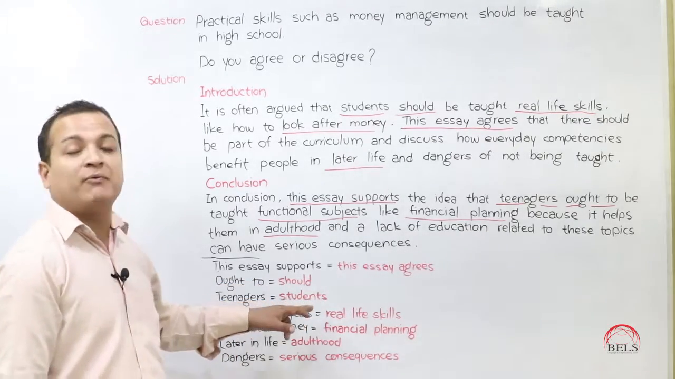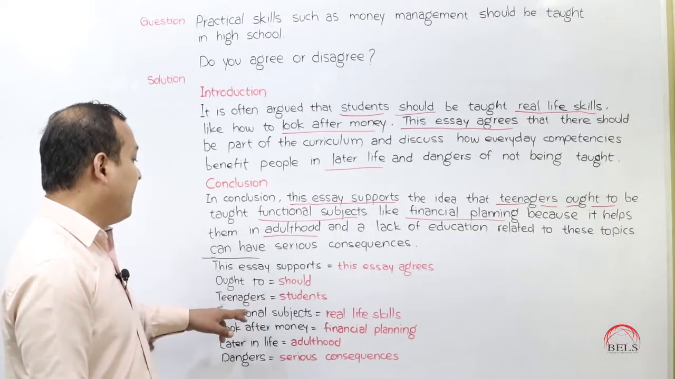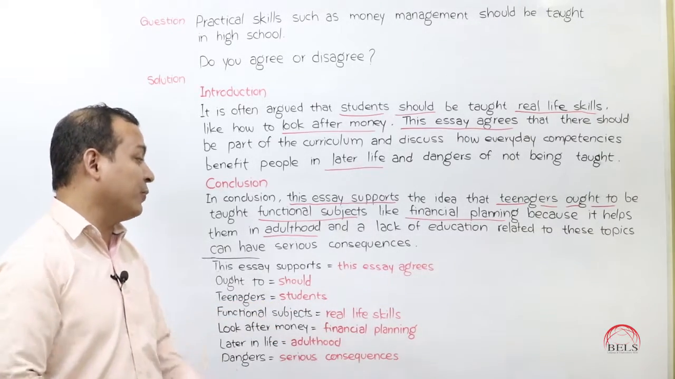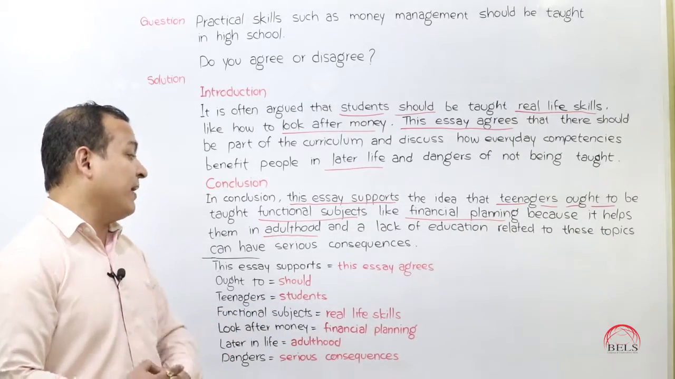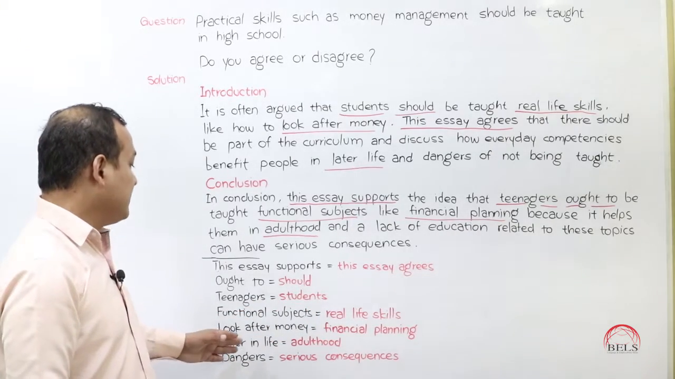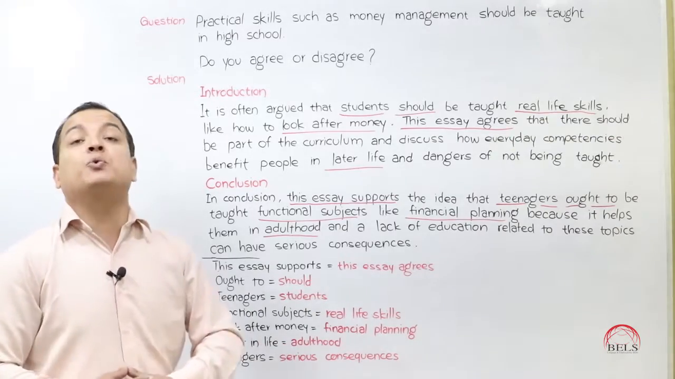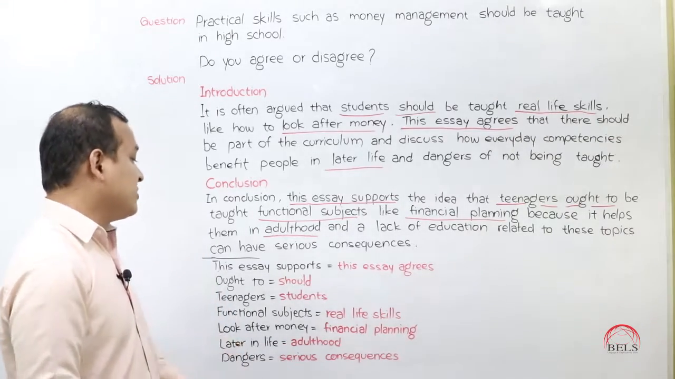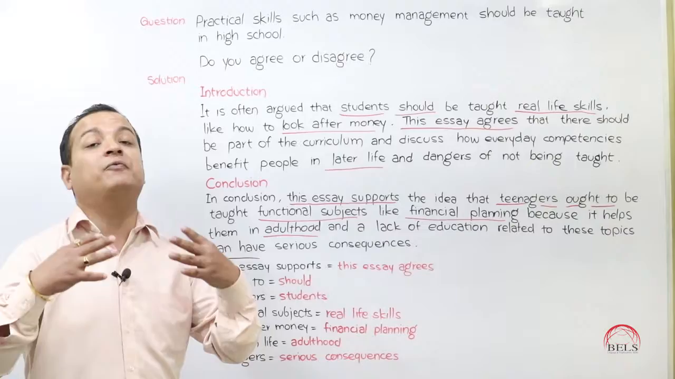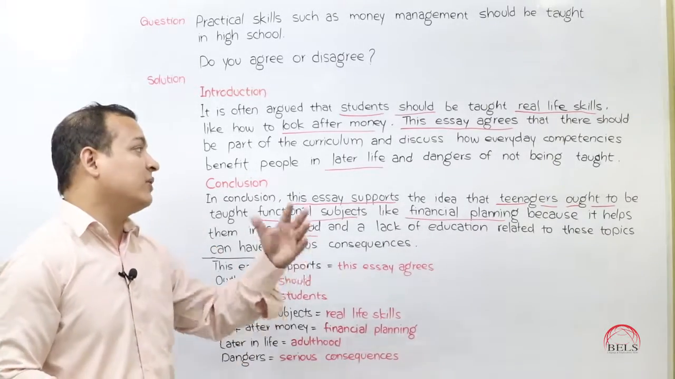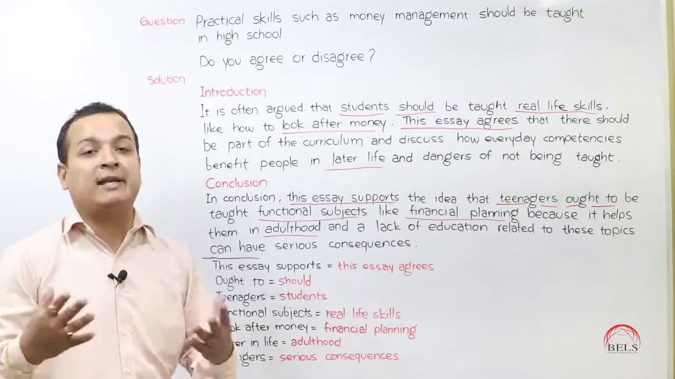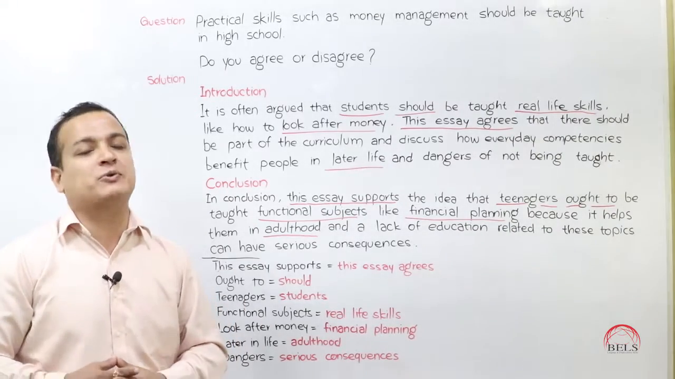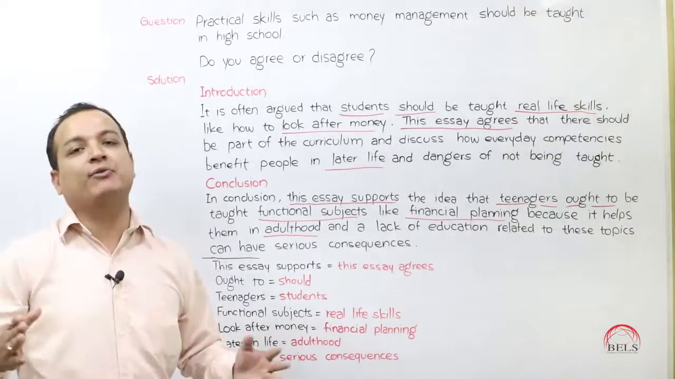Teenagers, I have converted to students. Functional subjects, I have converted to real life skills. Look after money is converted to financial planning. Later in life is converted to adulthood, and dangers to serious consequences. This is a very good effective way to write the conclusion part, guys, and you will feel that it's very different, and it will definitely boost your score while writing any category of essay.